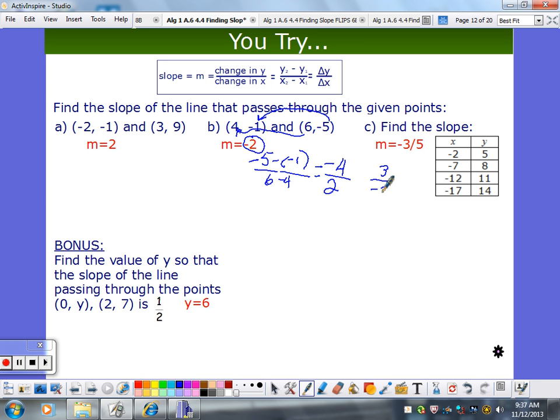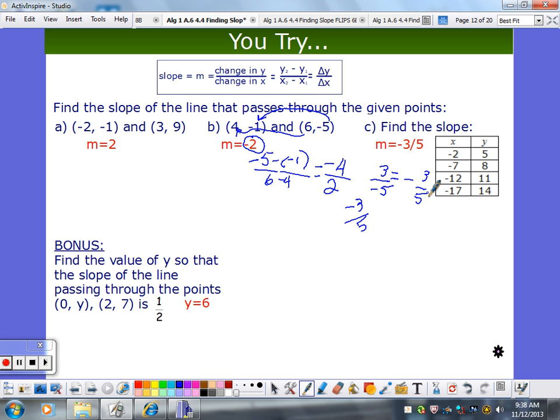-5. Now, do we all get that 3 over -5 is the same as -3 over 5? Do we know that? Because what's a positive divided by a negative? It's a negative, right? Negative divided by positive, it's a negative. So this is a negative 3/5. Either one of these is correct. But it's a slope. It's a negative, this number, negative 3/5.